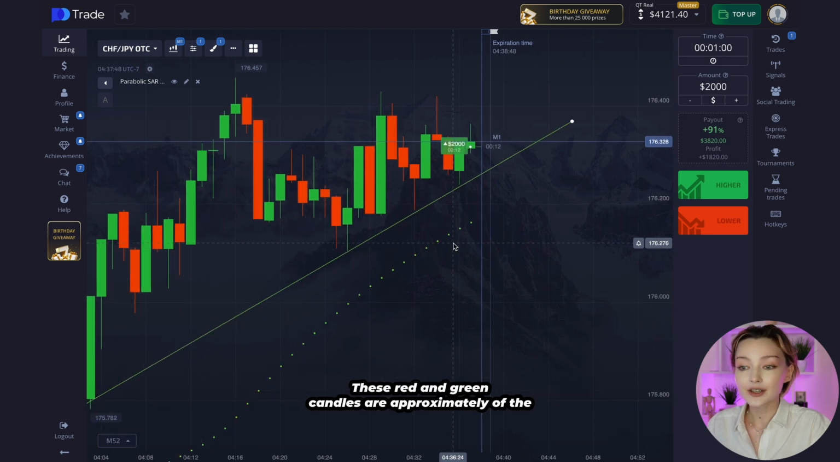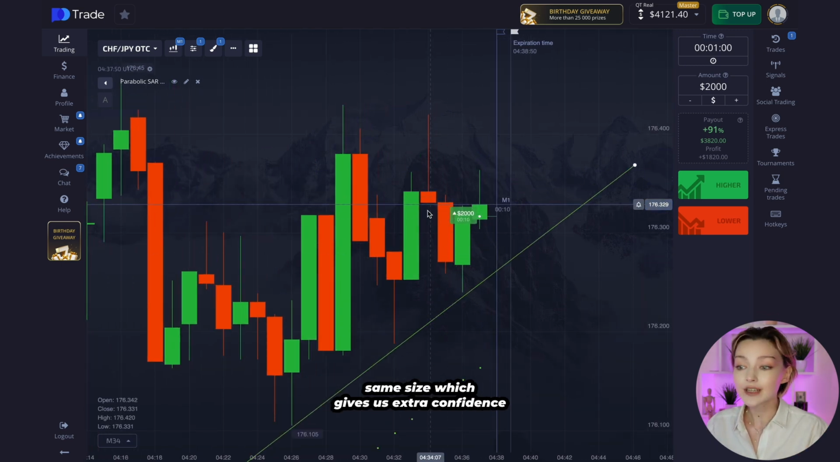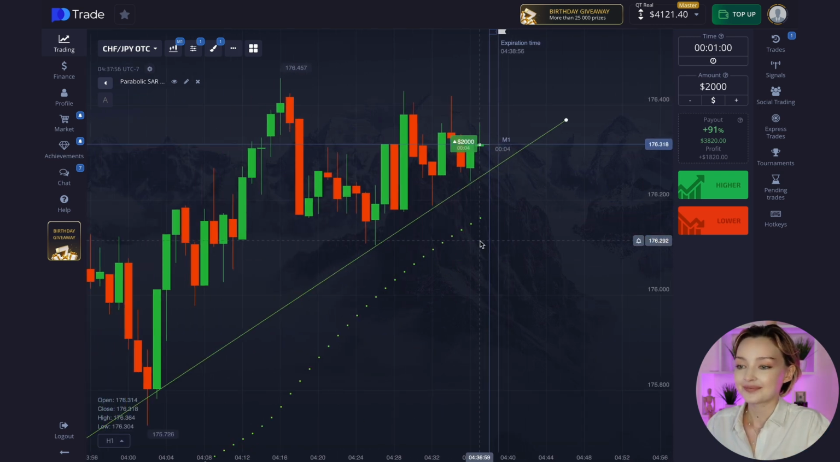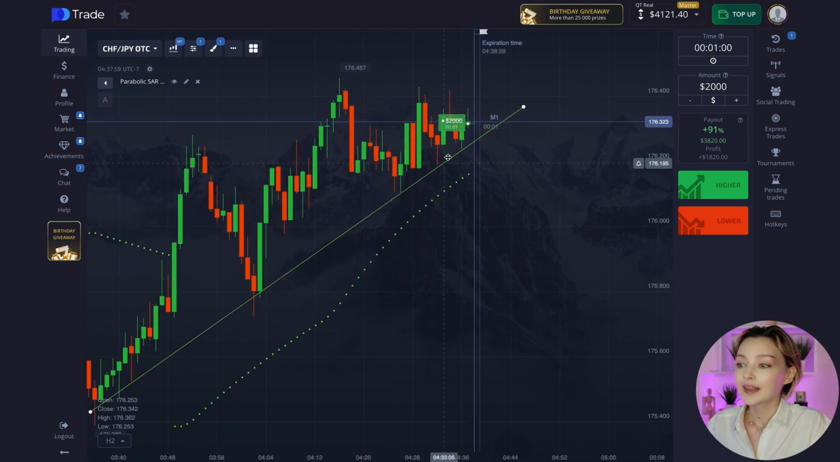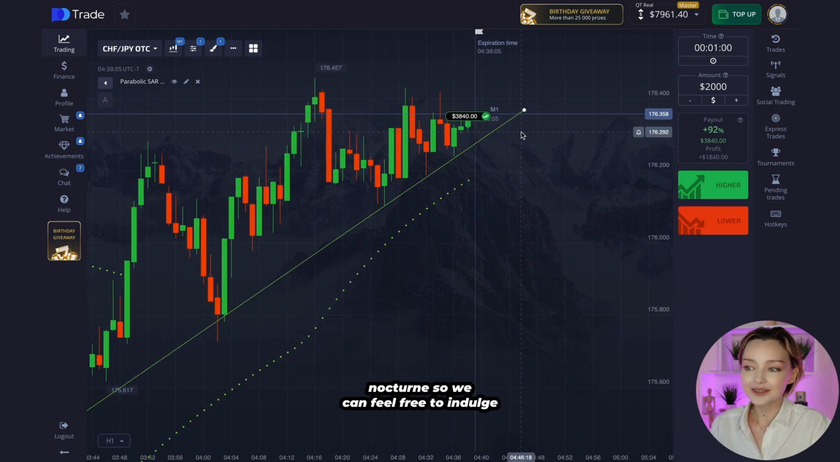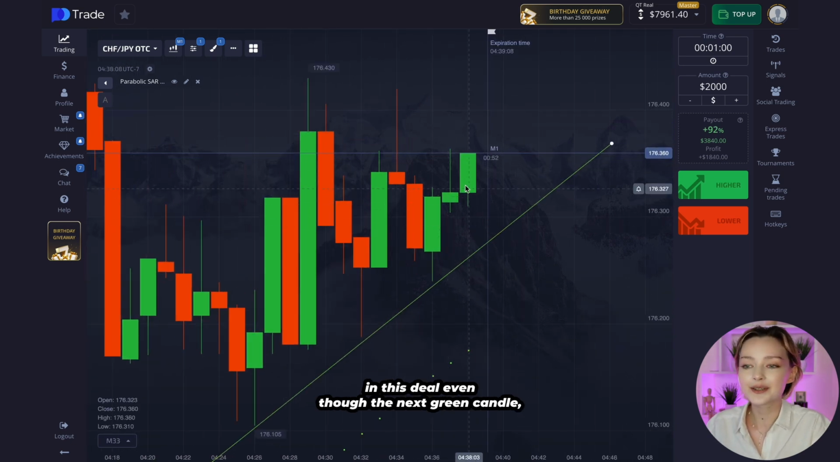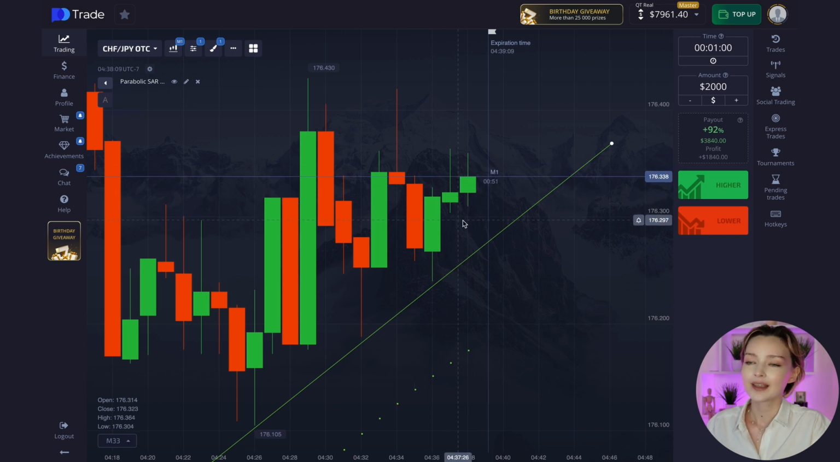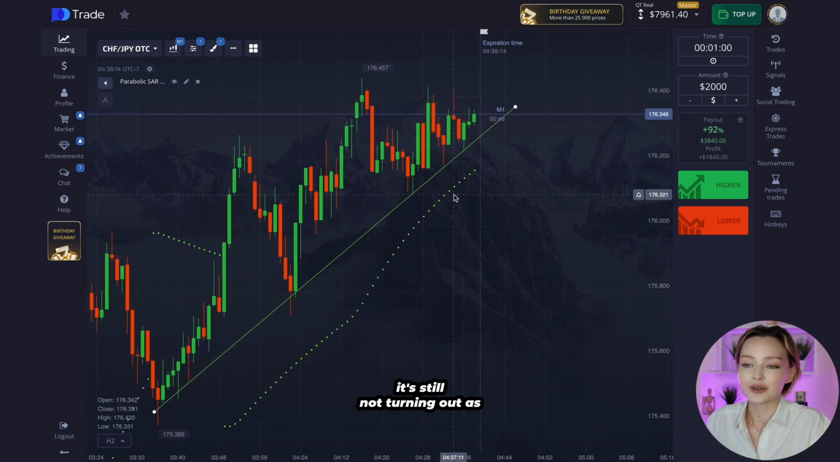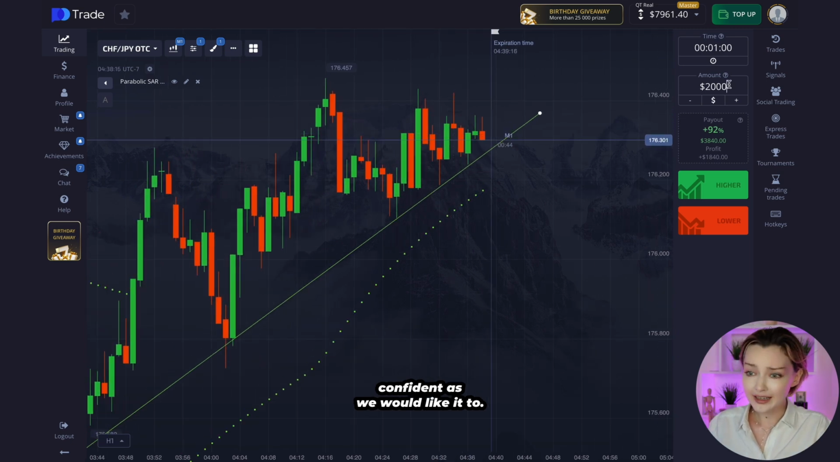These red and green candles are approximately of the same size, which gives us extra confidence that the entire previous fall has been bought and pulled back. So the rise is to be continued. And at the end of the day, we're trading with an uptrend, so we can feel free to indulge in this deal even though the next candle is green. I mean, it's still not turning out as confident as we would like it to.